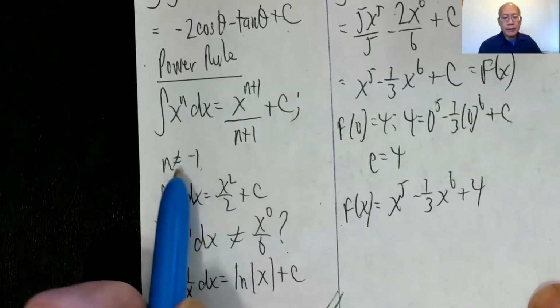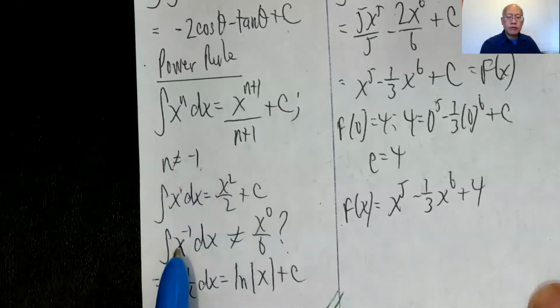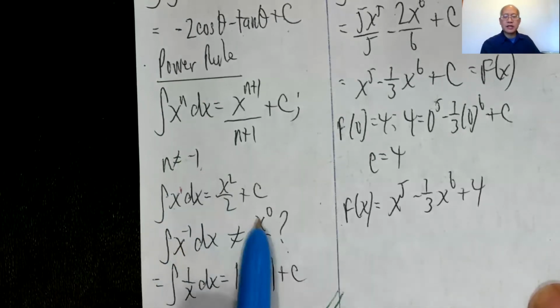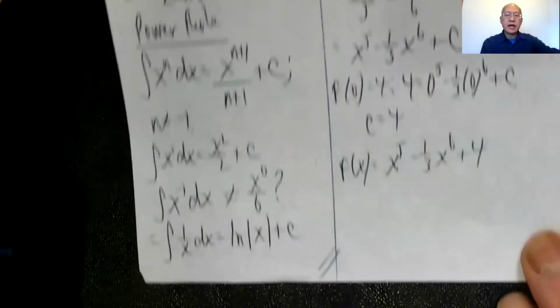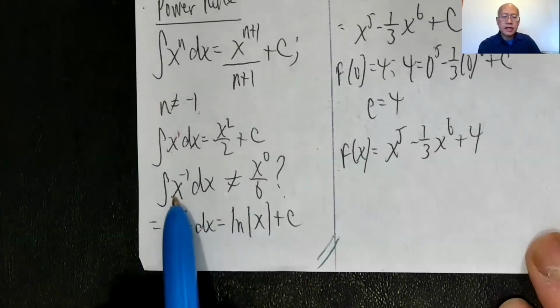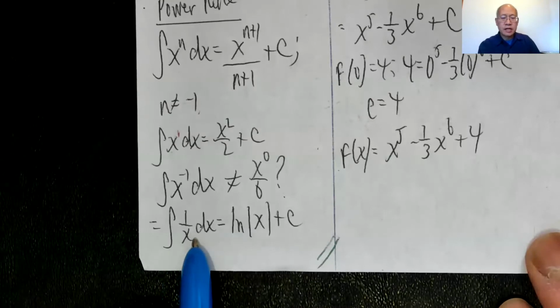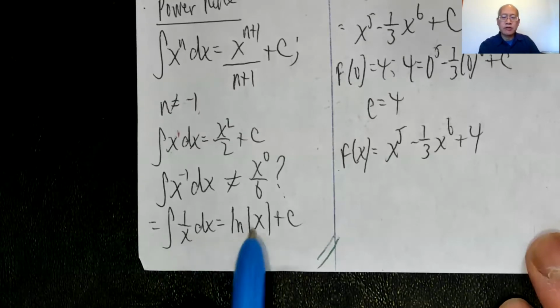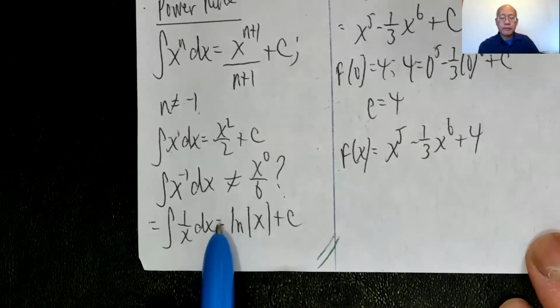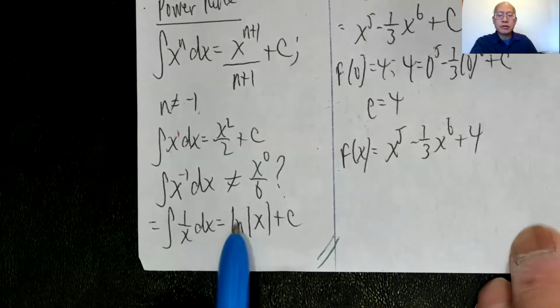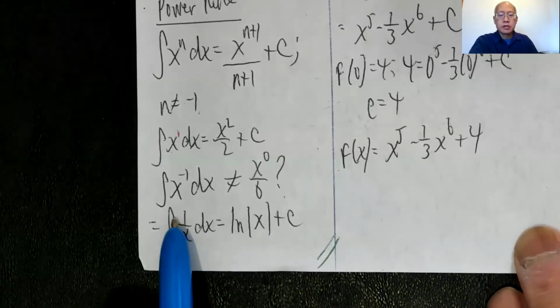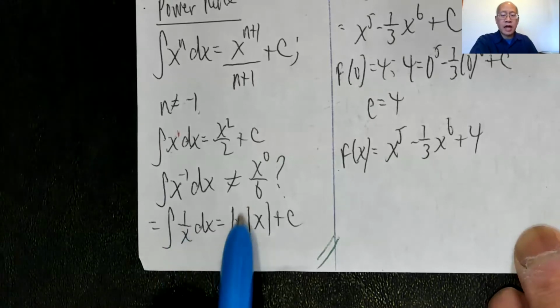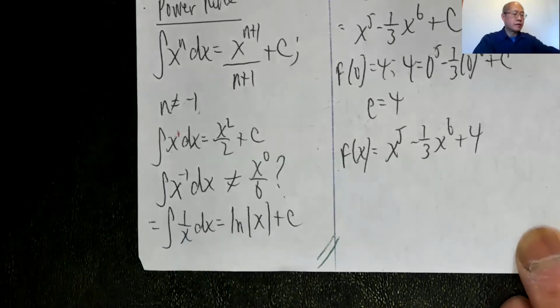Okay, and you might be wondering what happens if I do have a negative 1. So the integral of x to the negative 1 dx is not x to the 0 over 0. Instead, x to the negative 1 means 1 over x dx, and the integral of 1 over x is ln absolute value of x plus c. You might recall a while back we said the derivative of ln absolute value of x is 1 over x. So the integral of 1 over x dx is ln absolute value of x plus c. Okay.